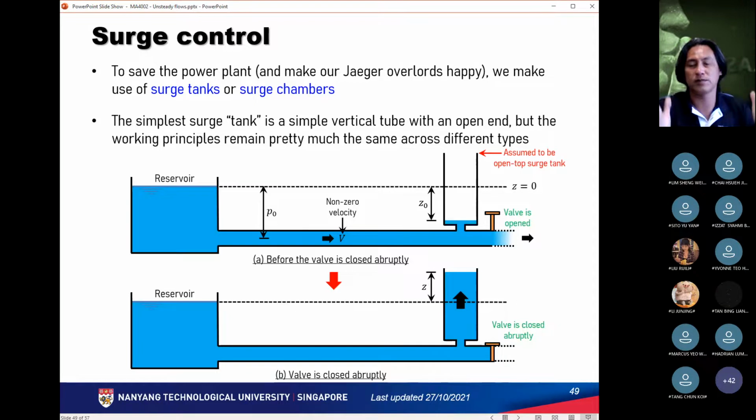And then you have this open top surge tank right in front of the valve. In fact, the surge tank must always be between the reservoir and the valve. Otherwise, it doesn't make sense to put the surge tank after the valve, because if you think about it, it doesn't make sense.